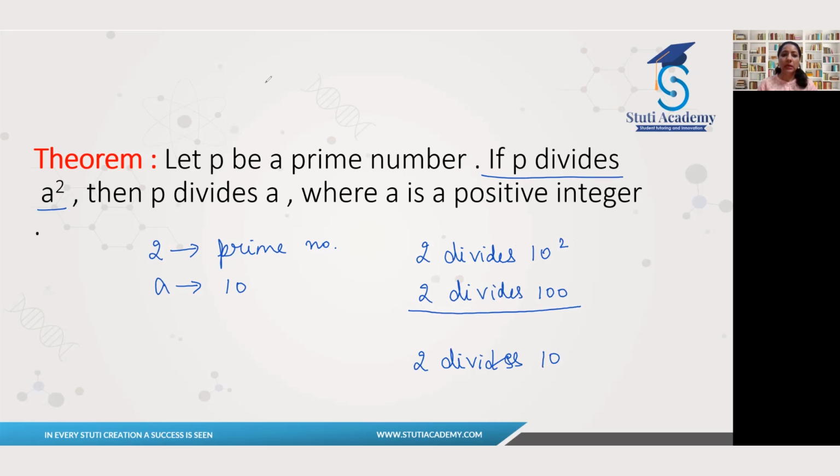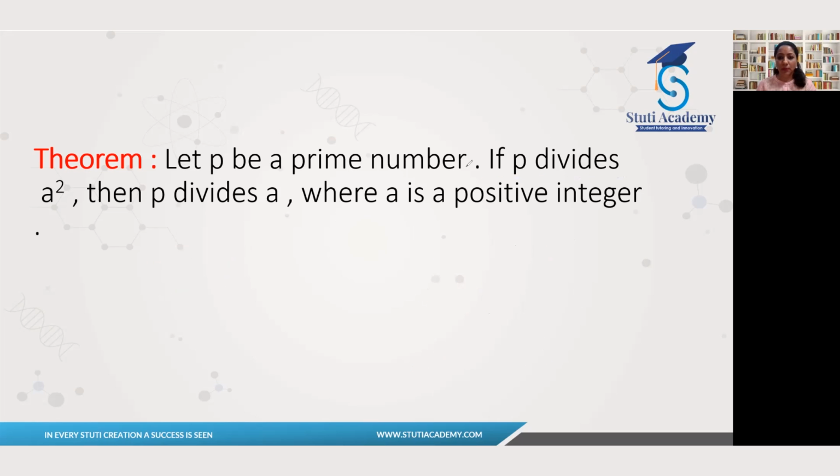So I'm repeating this. Let P be a prime number. If P divides A square, then P divides A, where A is a positive integer. So I'm repeating the example. If we have a prime number 2, if 2 divides 10 square, that's 100, then 2 also divides 10. Now we'll be using this theorem to prove the next theorem.